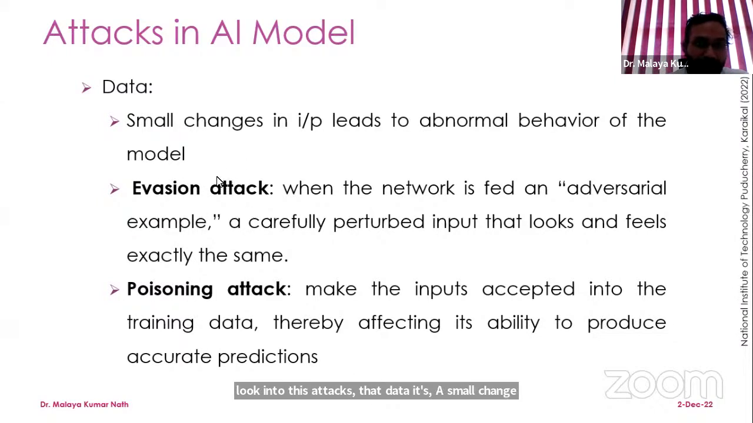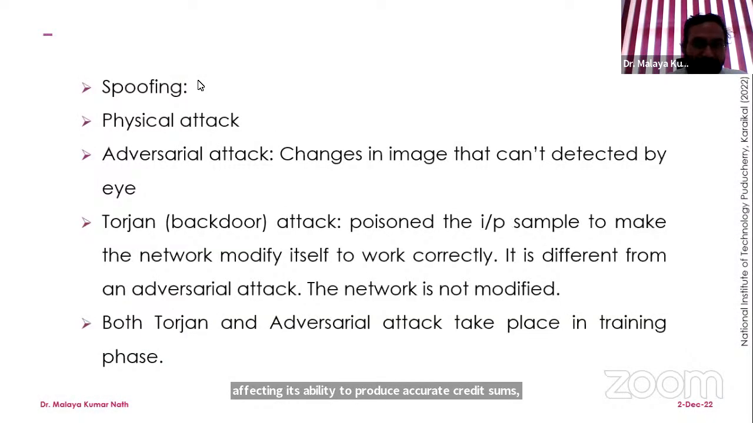So if we look into the evasion attack, when a network is fed an adversarial example, we are feeding a carefully perturbed input that looks and feels exactly the same. Poisoning attacks make inputs accepted into the training data, thereby affecting its ability to produce accurate predictions. Spoofing and physical attacks are adversarial attacks, that is, changes in an image that cannot be detected by the eye.